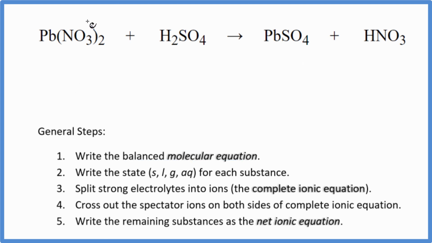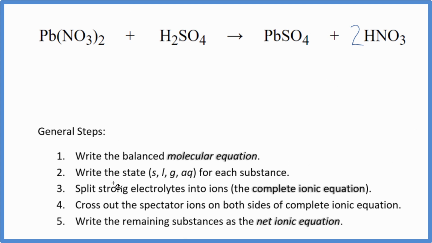I can see I have these nitrates, 2 nitrates here and only 1 on this side. So I'm going to put a 2 in front of the HNO3. Now the nitrates are balanced. I have 2 hydrogens. I have a sulfate here, and then I have a lead here and here. So that's the balanced molecular equation.